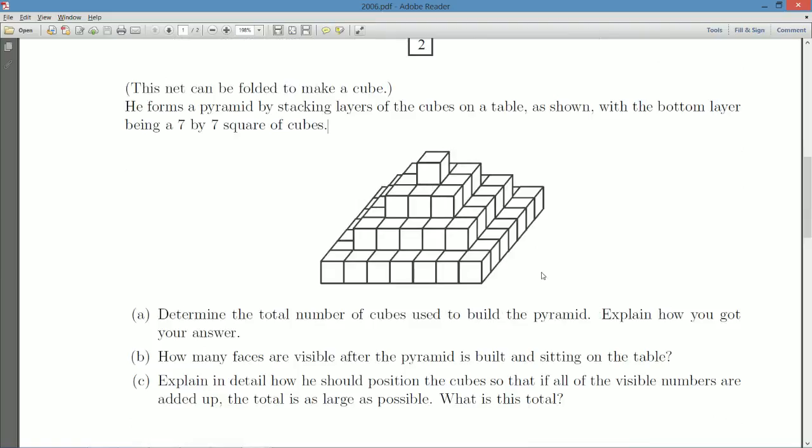Okay. Well, there's 4 layers of cubes: top, and then the second layer, third layer, and the bottom layer. And we know how many cubes are in each layer. 7 by 7 layer, 3 by 3, a 5 by 5, and the 1 by 1 layer. So we just need to add those up.